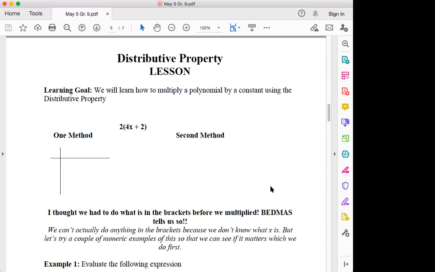Okay, so we're gonna learn how to multiply a polynomial by a constant using the distributive property. So there are two different ways of doing it. I'm not gonna look at the first one. I don't find it super effective for you guys. So I'm just gonna look at the second one here, and hopefully it helps you out. So if we're looking at this equation here, we're gonna write it out.